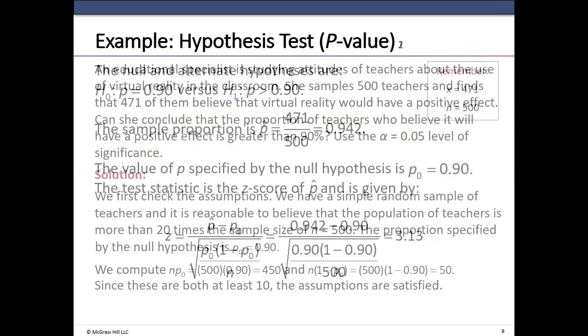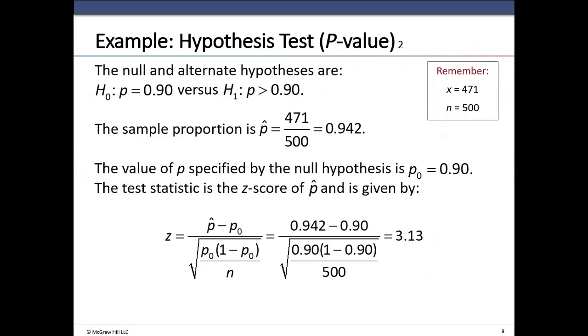Okay. The null hypothesis and alternate hypothesis are: null hypothesis p equal to 0.9, alternate p greater than 0.9, where p, remember, is the population proportion. We calculate the sample proportion, which is 471 divided by 500, which is 0.942. Now we have to compare this value of 0.942 to the value in the null hypothesis.